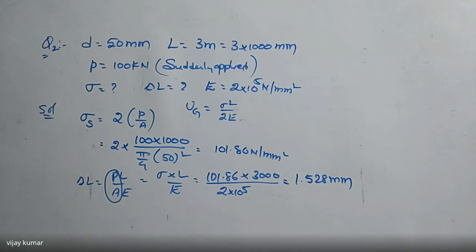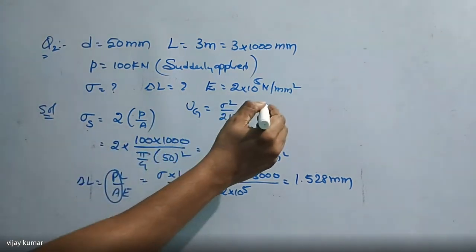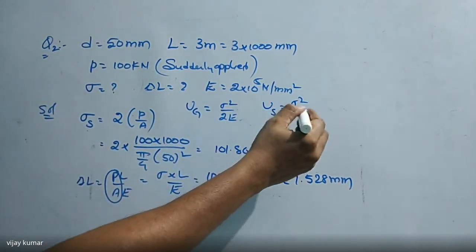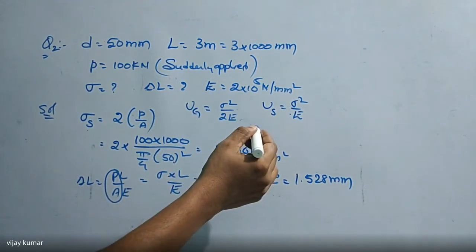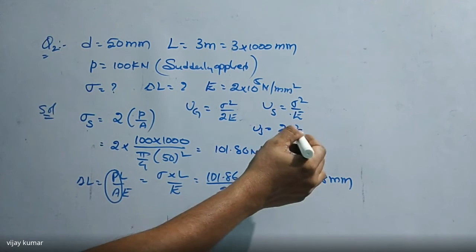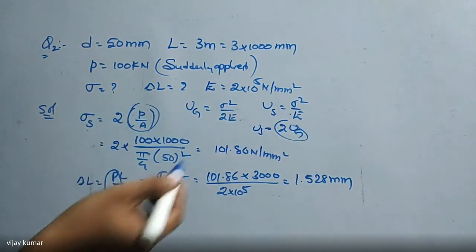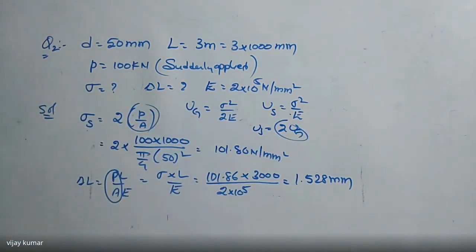Suddenly applied load is nothing but two times. That is sigma square by E, there is no two here. Then we can write S is equal to two times of UG. That's why I'm writing this value and substituting. Automatically we are getting the required value of this one.